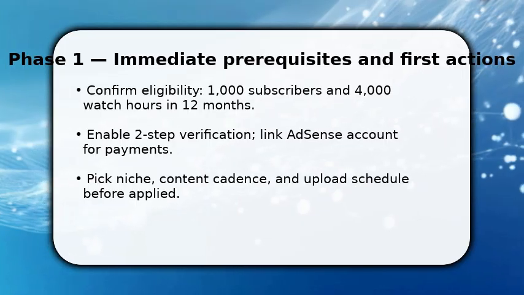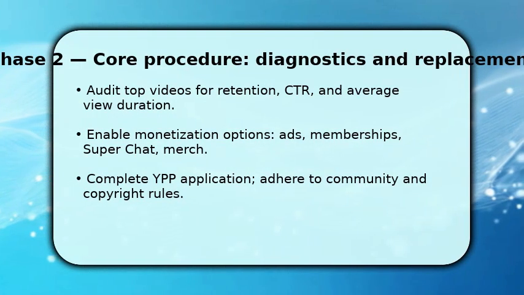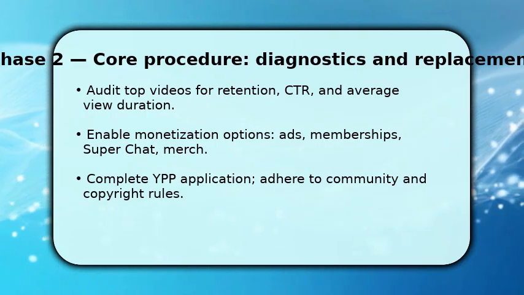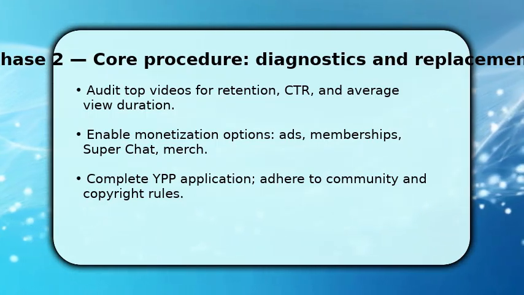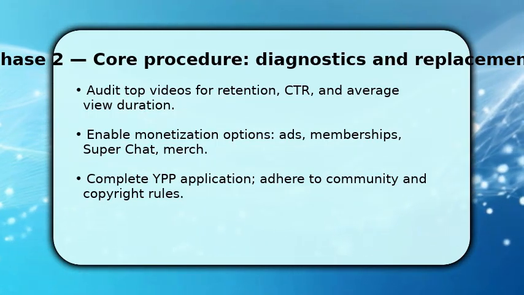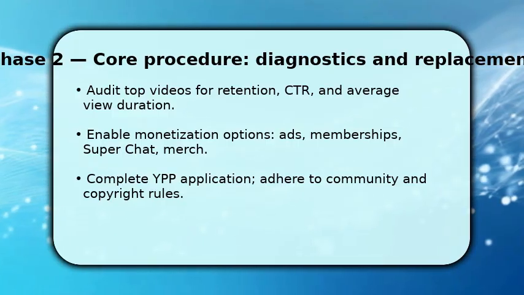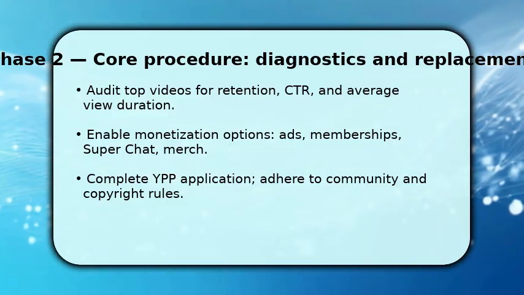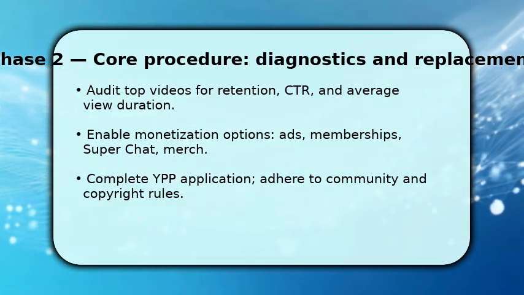You audit your top videos for retention, click-through rate, and average view duration. These metrics determine ad earnings. Then, enable monetization features, ads, channel memberships, super chat, and merch shelf, so revenue diversifies beyond CPM.